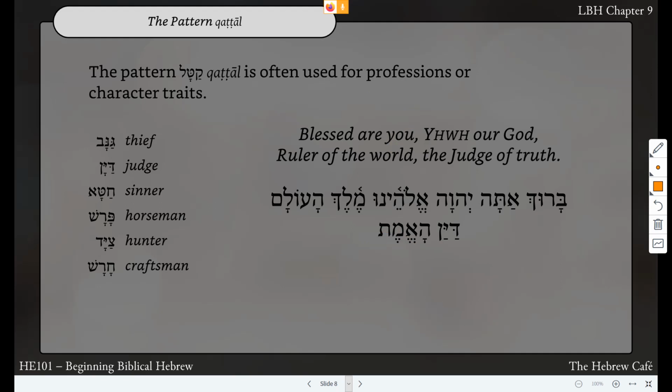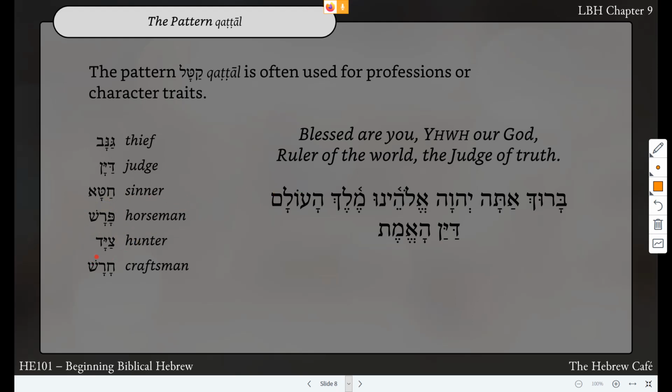Okay, the next one is Chata. Chata, Chote, is somebody who sins, a sinner. It's someone who sins habitually, obviously. Parash is the same pattern, but the resh rejects dagesh, and so it goes down here as long. Parash is a horseman, somebody who rides a horse in the army. Cavalry. But it's not cavalry, because cavalry is the segment of the army, and this is the person that's riding the horse.